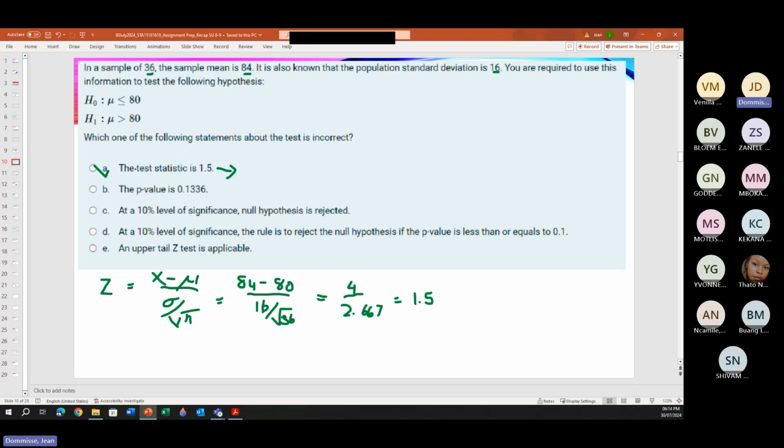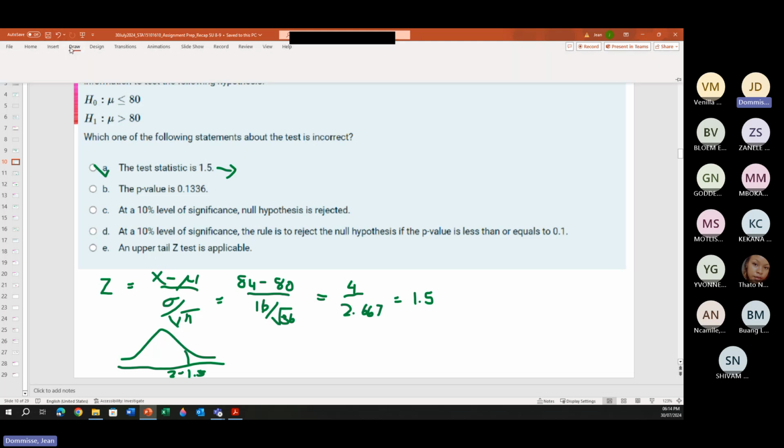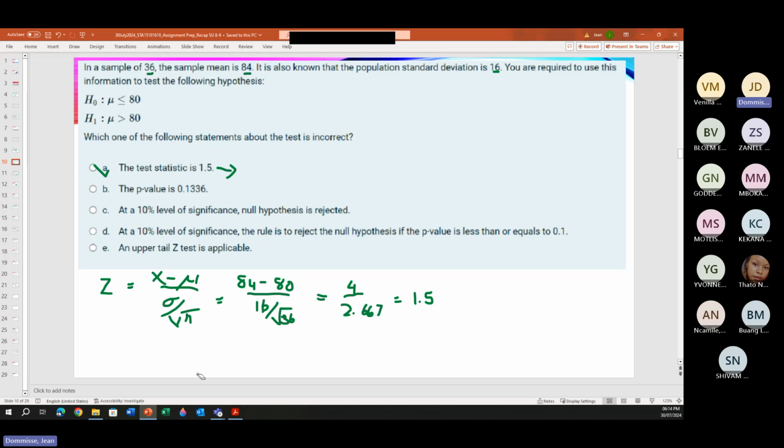So let's then look at, okay, so if we're working with a T-stat of 1.5, oh, that does not look great. So let me just quickly take that away.